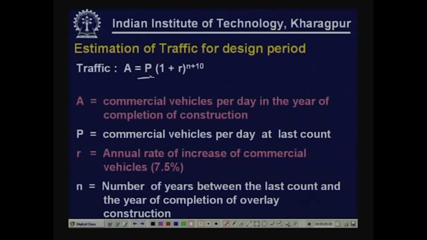n is the number of years between the last count and the era of completion of construction of the overlay, because we might have obtained the value of P 2 years back, and maybe the overlay is going to be constructed after another 3 years. So, the time that has elapsed between the last count and the completion of construction of the overlay could be 5 years. So, the traffic intensity would vary by that time. So, we are going to estimate the A value on the basis of the P that we have obtained, let us say, 5 years back, using this expression.